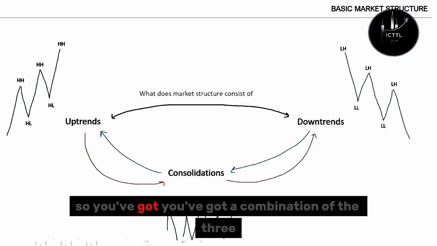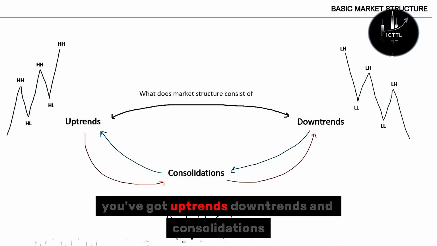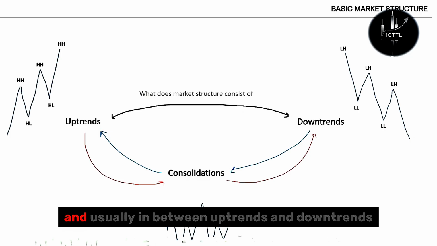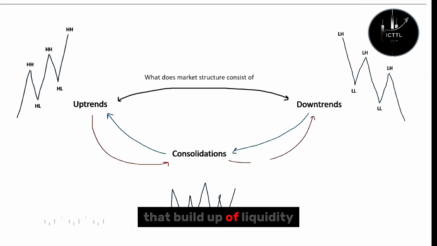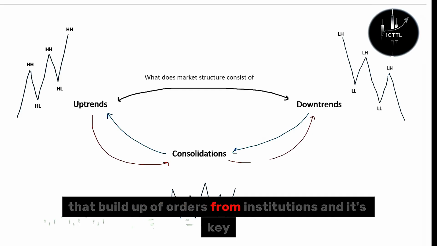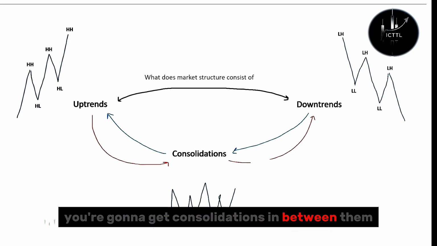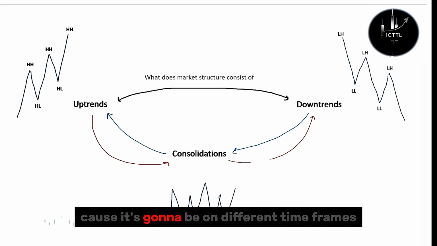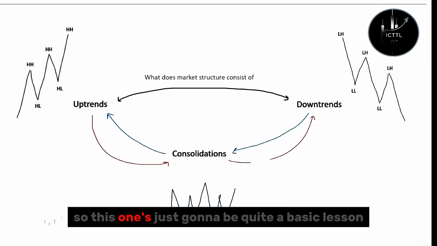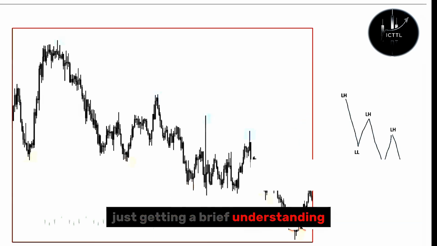You've got a combination of three: uptrends, downtrends, and consolidations. Usually in between uptrends and downtrends, you're going to get consolidations, that build up of liquidity, that build up of orders from institutions. And it's key. You need to have all three. Even when you are in uptrends, you're going to get consolidations in between them, because it's going to be on different time frames, and you just need to understand how to trade in all of them. So this one's just going to be quite a basic lesson, just getting a brief understanding.